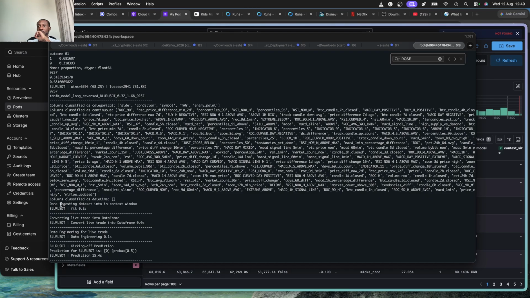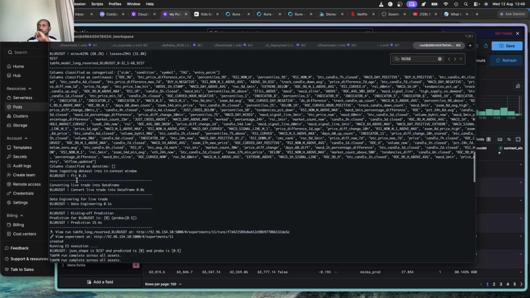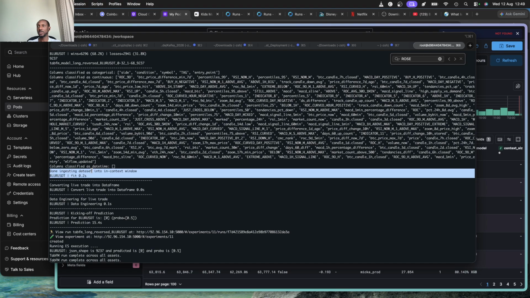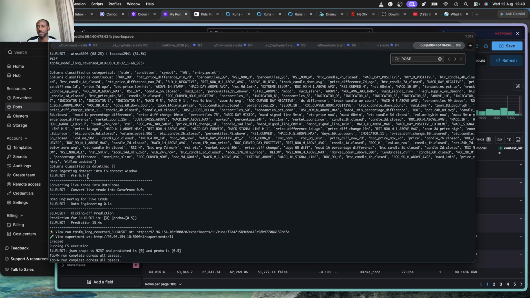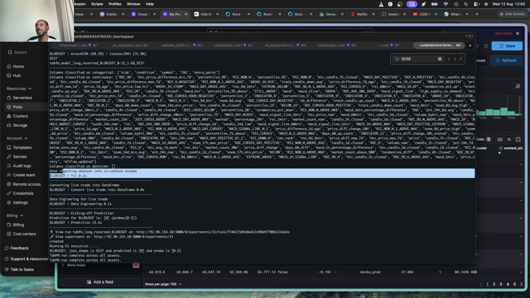And then it goes. What's interesting here is that you see how long it took to upload the dataset into the in-context window, about 0.2 seconds, so not even a second. So this is the uploading into the in-context window and doing the neural network pattern learning. That is really fast.